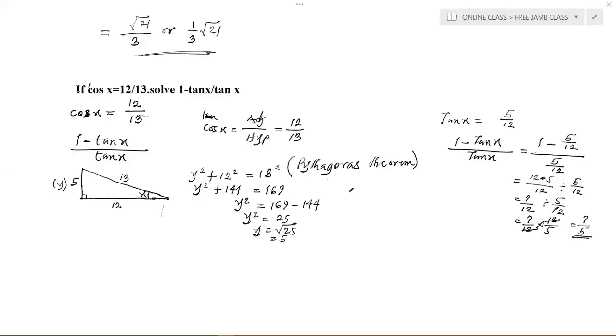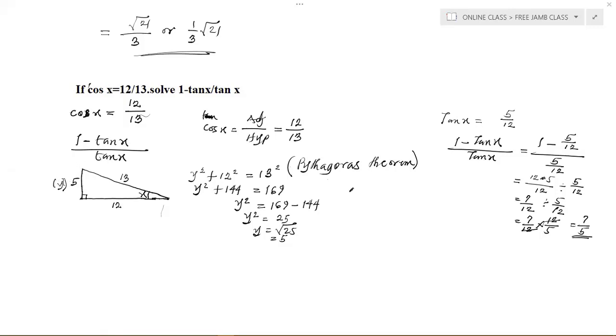Let's look at the question again. If cos x equals 12 over 13, solve 1 minus tan x over tan x. We realize that if we take this place to be angle x, that is telling us adjacent over hypotenuse. Adjacent is 12, hypotenuse is 13. We have to find the opposite.